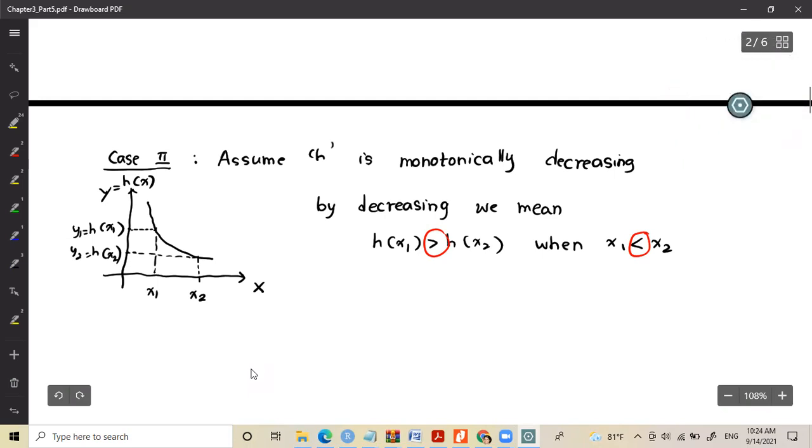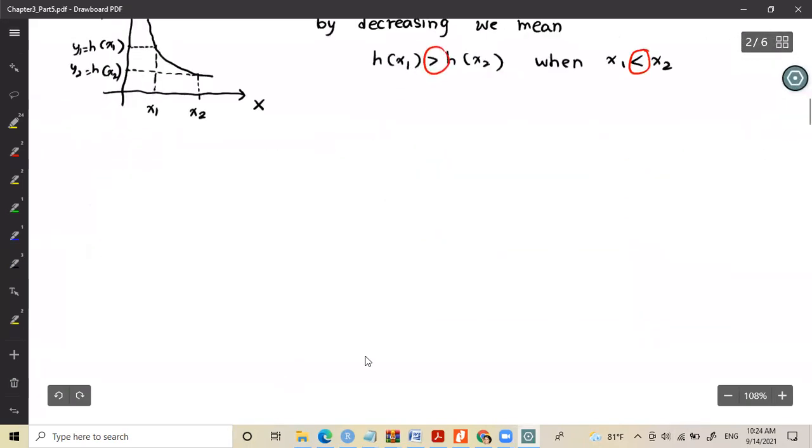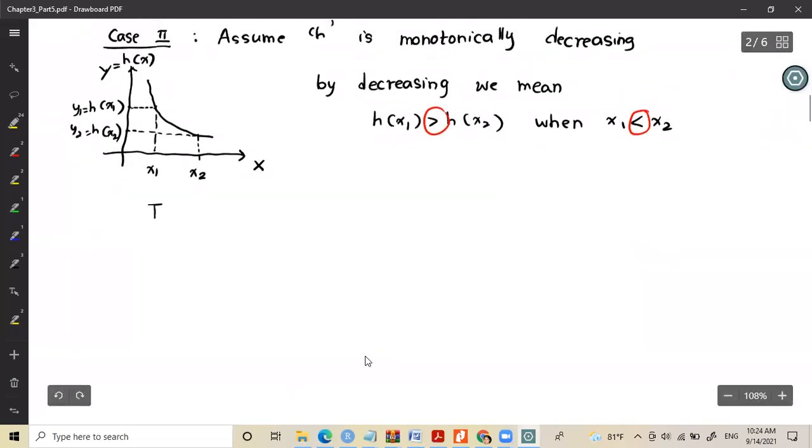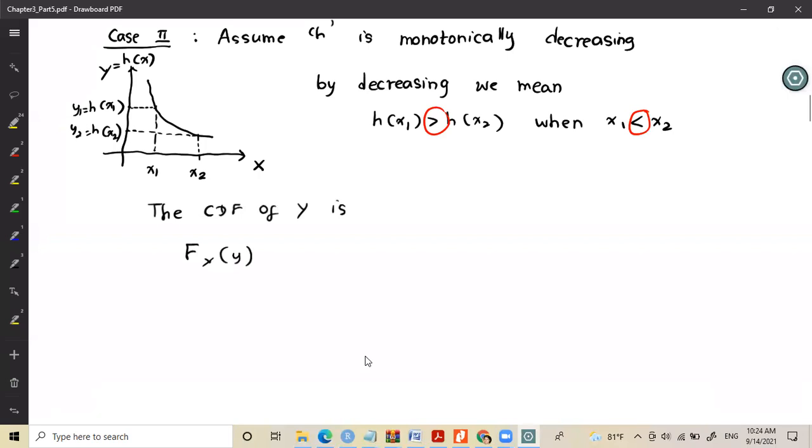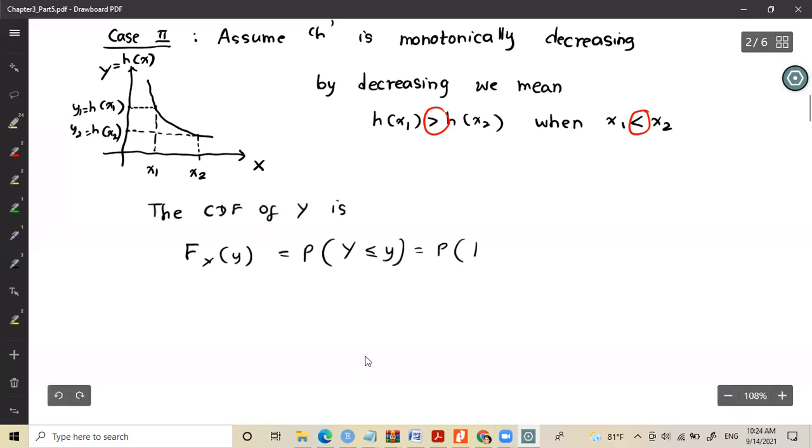Okay. Now, keeping that in mind, let's try to do the same thing for the CDF of y. You can see the pattern now. It's very similar to the previous one, with only one change considering this inequality, the sign. Okay, so let's see how that will apply. See, this is the definition of the CDF, and that will be, as usual, P(Y ≤ y) = P(h(X) ≤ y).